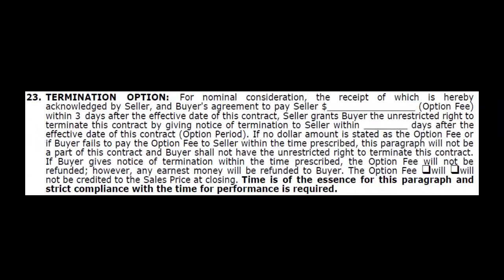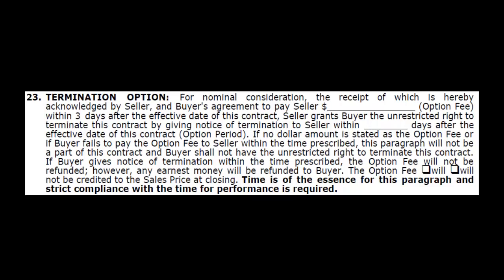All right, the termination option paragraph. This paragraph allows the buyer to get out of the contract within a certain amount of time for a small amount of money. There are a lot of little ins and outs buried in this paragraph, so I'm just going to tiptoe through it and go through it one step at a time.